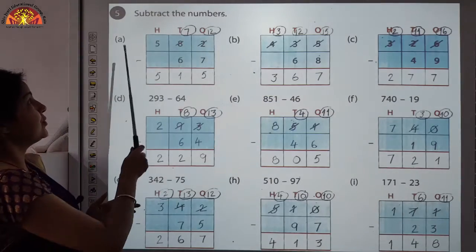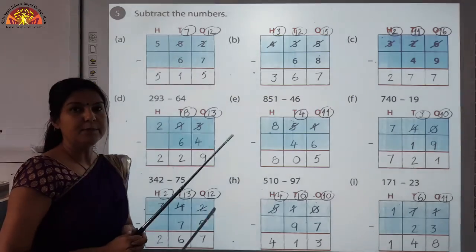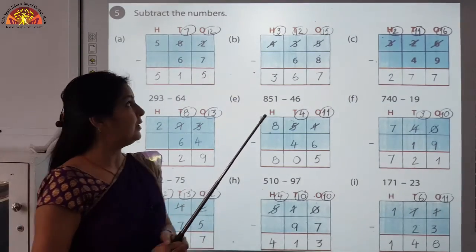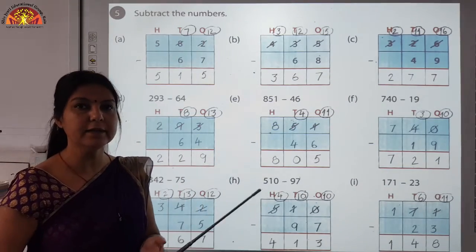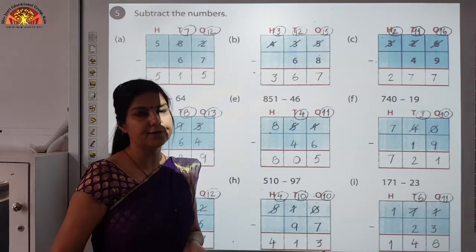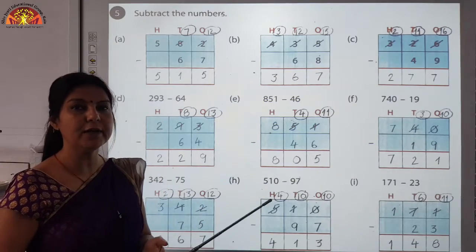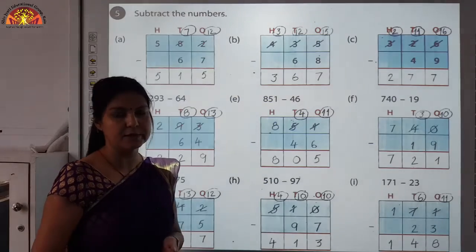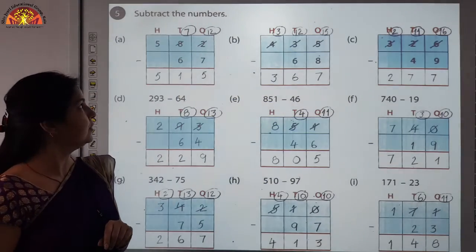Children, now we will see question number 5, subtract the numbers. Children, sometimes the digit we need to subtract is bigger than the one it has to be subtracted from. So in such cases what we will do? We will borrow or we will regroup the numbers. So let's learn this sum on the board.